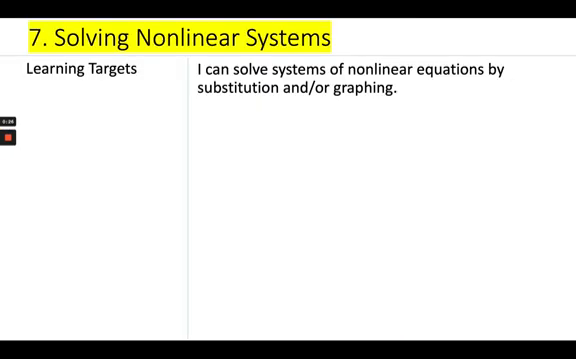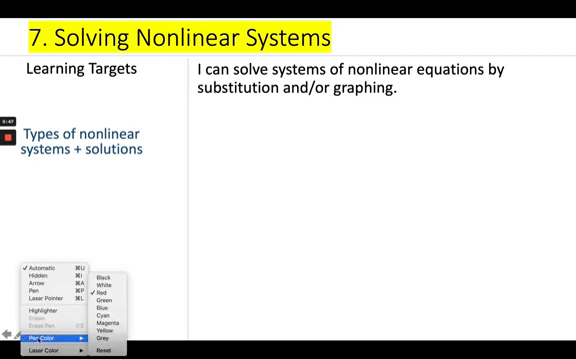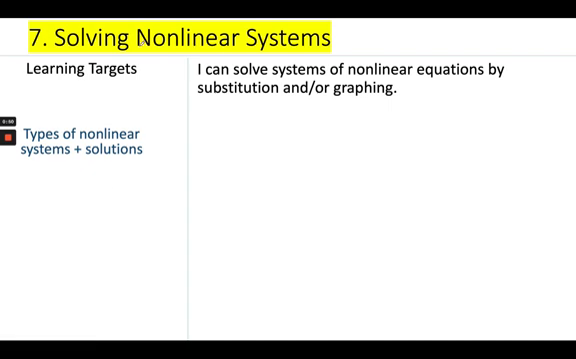Alrighty, so for your learning targets, it is: I can solve systems of nonlinear equations by substitution and/or, so either one is fine or both, by graphing. So here are different types of nonlinear systems plus solutions. Just want to let you guys know that when we are referring to nonlinear, we're just referring to one of the equations being either a quadratic, a cubic, it could be anything that is not a line. So here are some examples.